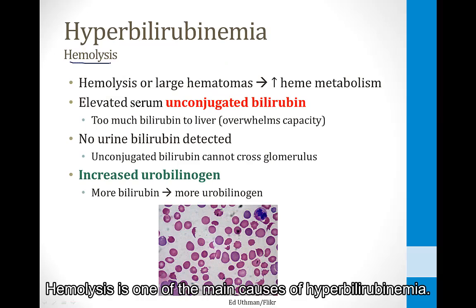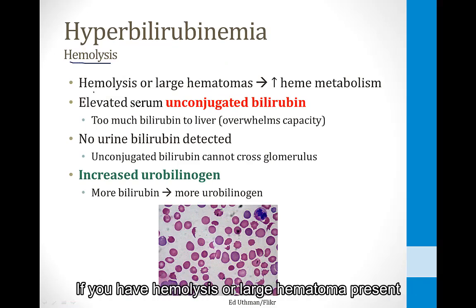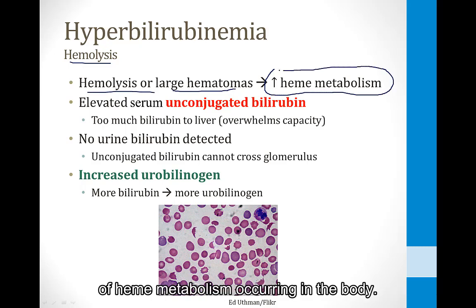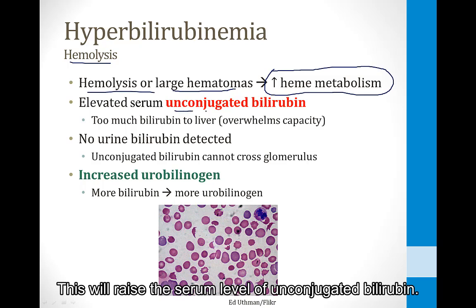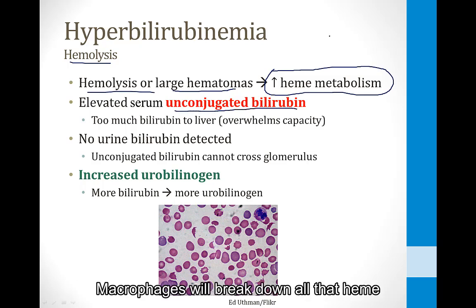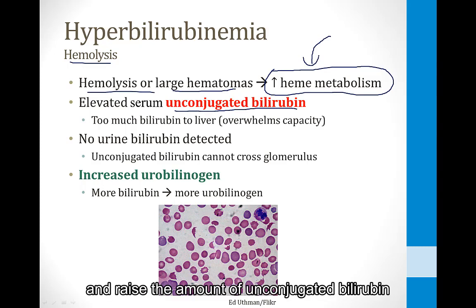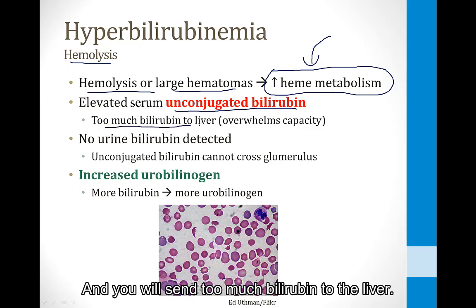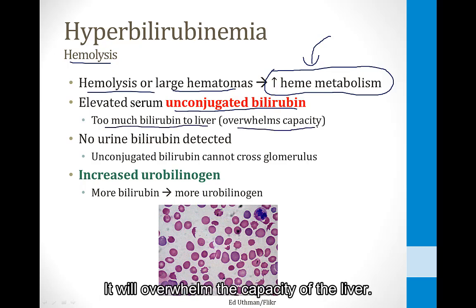Hemolysis is one of the main causes of hyperbilirubinemia. If you have hemolysis or a large hematoma present that is being broken down, you will have an increased amount of heme metabolism occurring in the body. This will raise the serum level of unconjugated bilirubin. Macrophages will break down all that heme and raise the amount of unconjugated bilirubin in the serum, and you will send too much bilirubin to the liver. It will overwhelm the capacity of the liver. That's why the level of unconjugated bilirubin rises in the plasma.